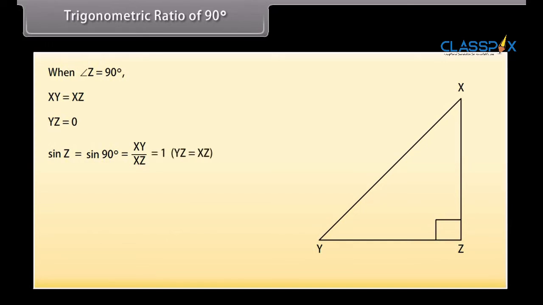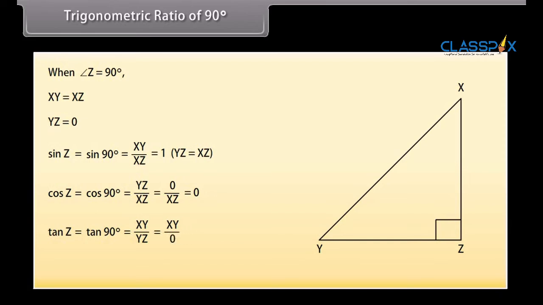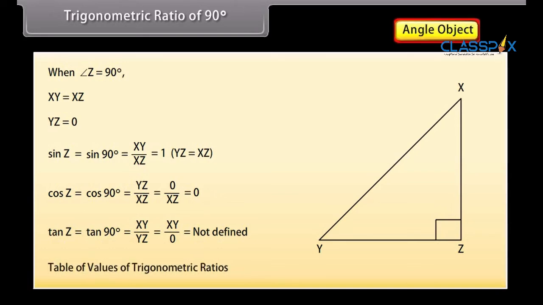Cos Z is equal to cos 90 degree, which equals YZ upon XZ, is equal to 0 upon XZ, which equals 0. Tan Z is equal to tan 90 degree, which is equal to XY upon YZ, equals XY upon 0. Therefore, tan 90 degree is undefined. Let us summarize our exercise in a table.